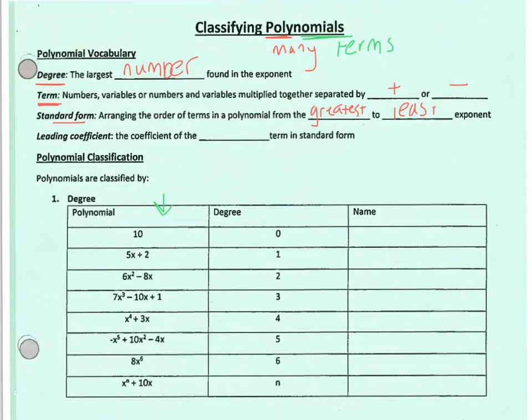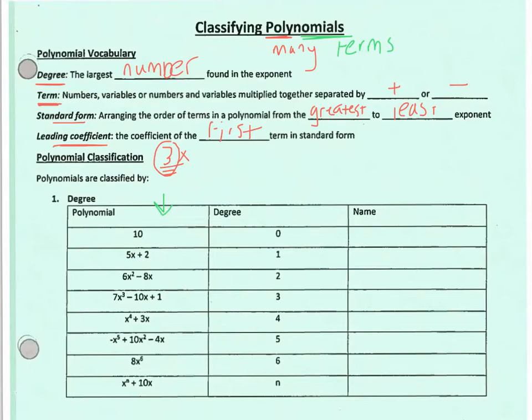And then the last important word that we use is leading coefficient. You should remember that coefficient is the number in front of a variable. So like if you had 3x, 3 is the coefficient. It's the number in front of the variable. So the leading coefficient is the coefficient of the first term when a polynomial is written in standard form. So let's go ahead and look at the first table there.